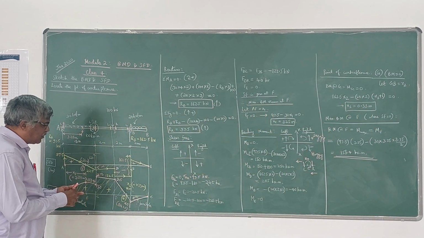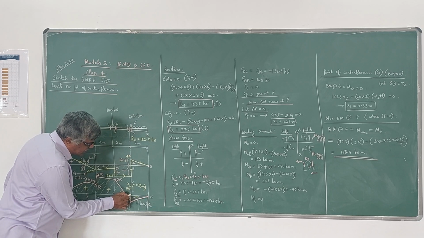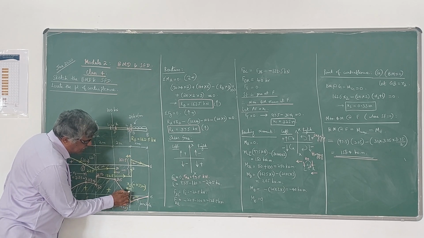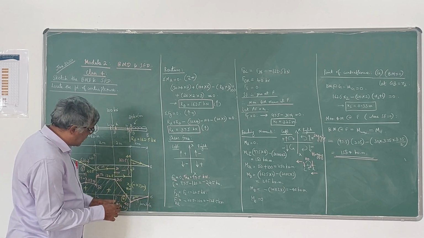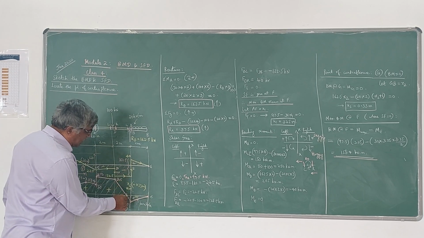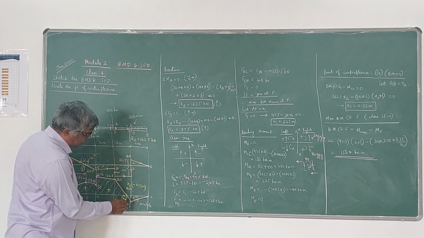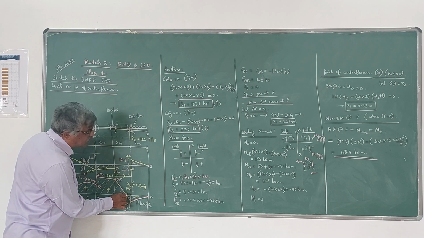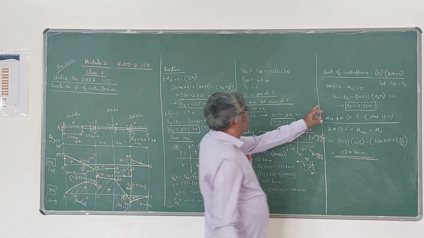For that, what we will do is, we will assume this distance as x2. From B to this G, we will take this distance as x2 and we will write the bending moment expression at G and equate it to 0. Because bending moment is 0 at G, M_G is 0. So that is the condition we are going to use.